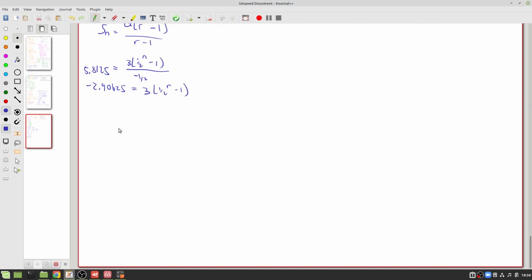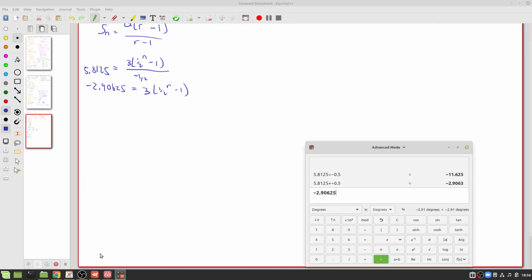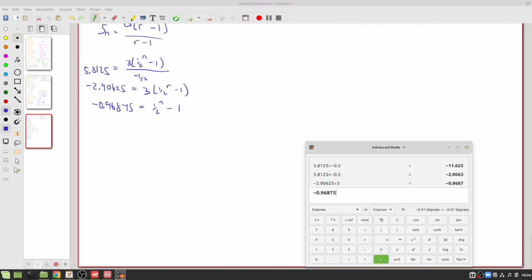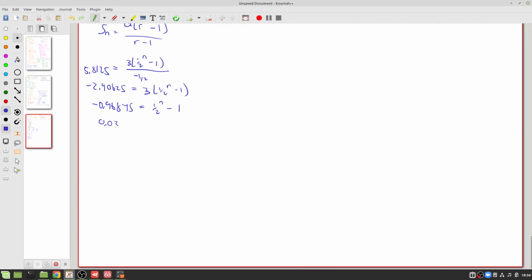Now we're going to divide both sides by 3. So we're going to say that divided by 3. So negative 0.96875 equals a half to the power n minus 1. So now we add 1: 1 minus 0.96875, 0.03125. 0.03125 equals a half to the power n.